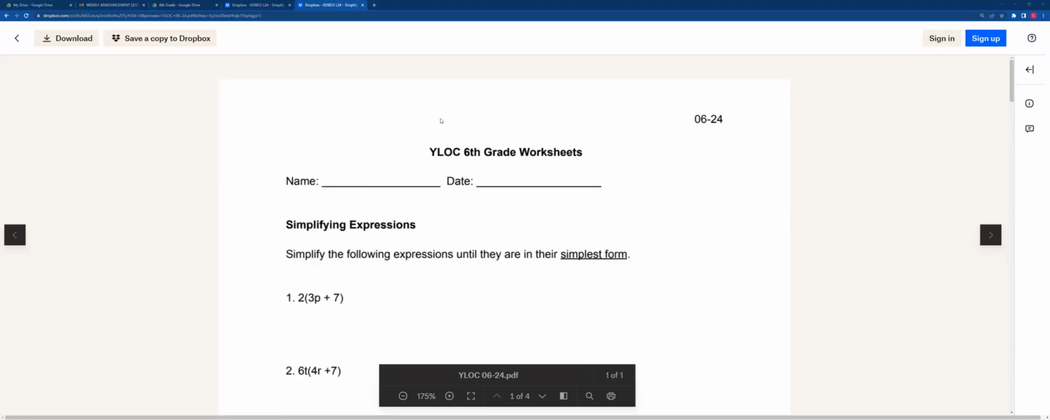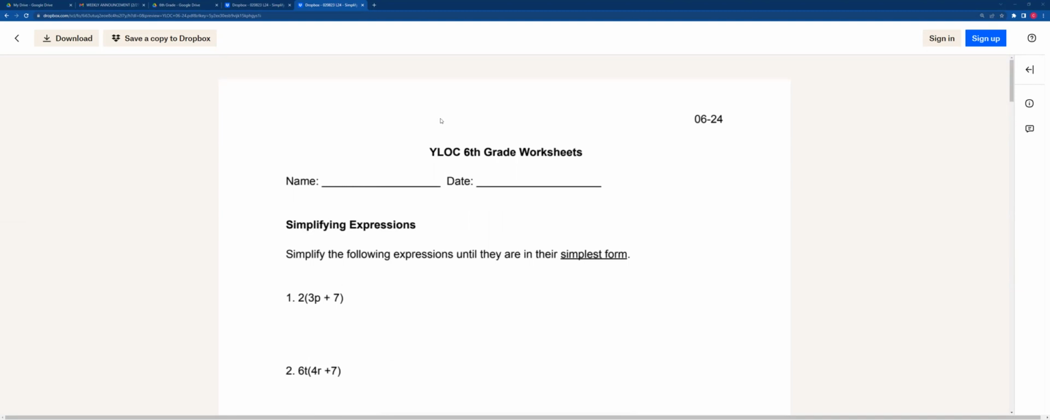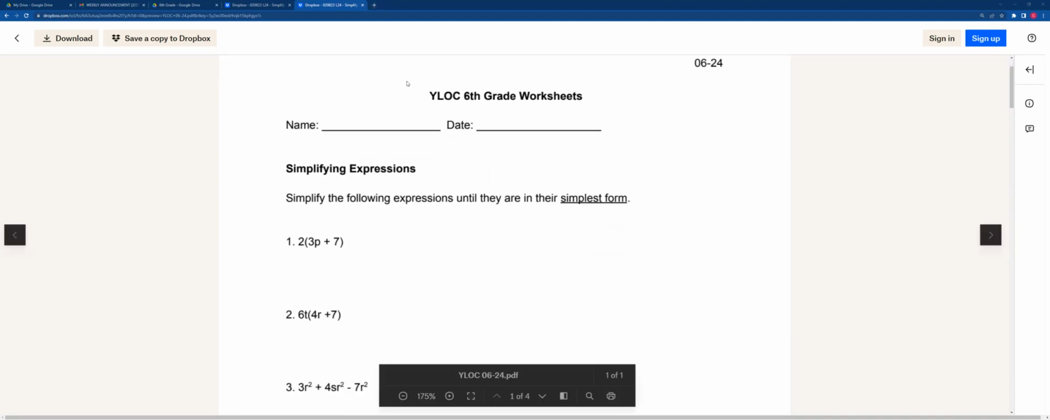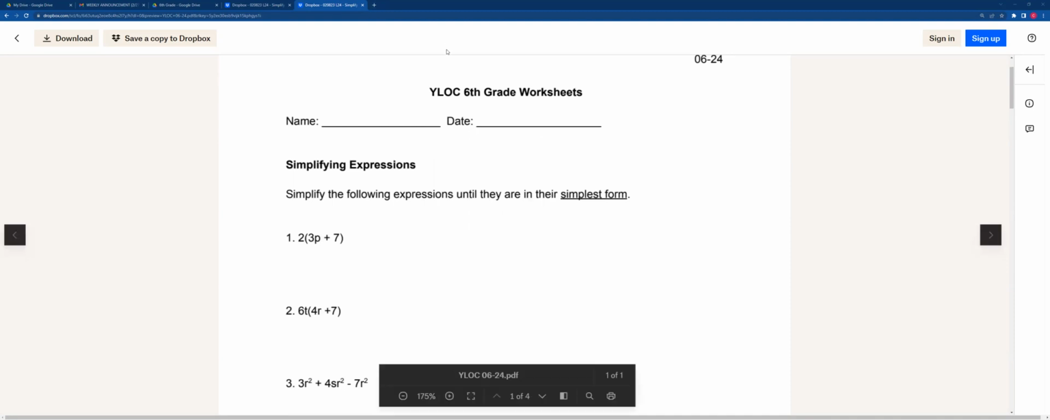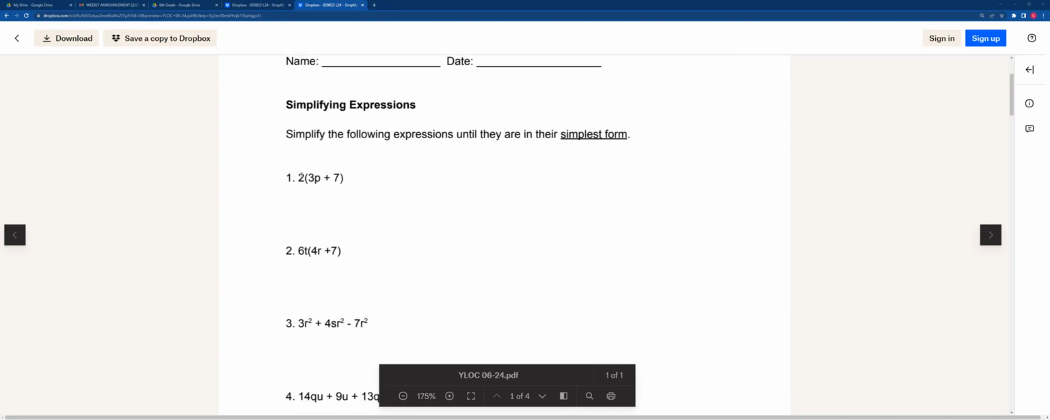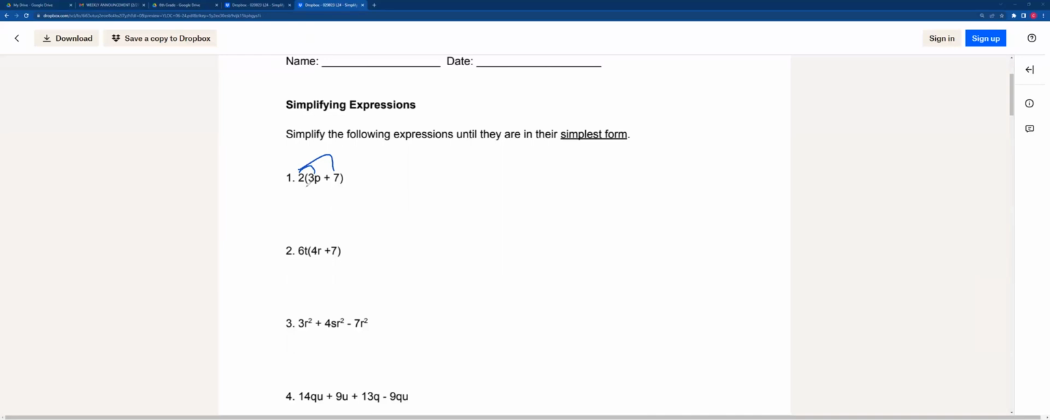So today we're gonna be doing lesson 24. So the first problem says simplify the following expressions until they are in their simplest form. So for number one, what I'm gonna do is distribute because you can't combine any like terms inside the parentheses. So it'll be 6p plus 14. And that'll be it.